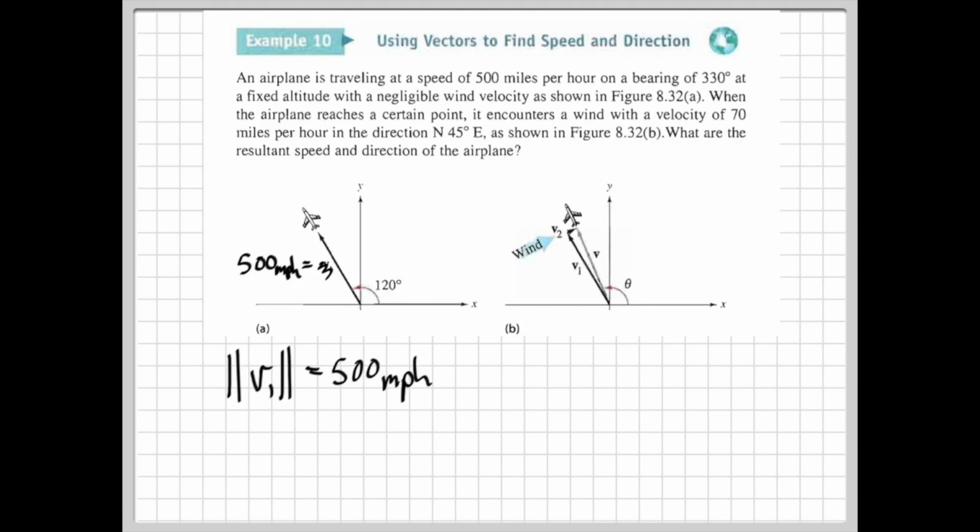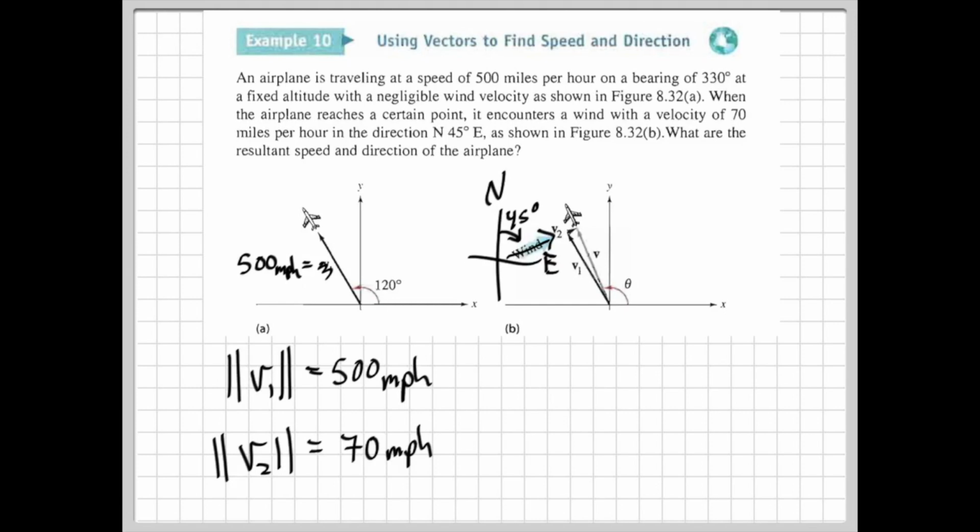Okay, and then when the airplane reaches a certain point, it encounters a wind velocity of 70 miles per hour in the direction of north 45 degrees east. So here is the wind coming at the plane, and if you're thinking about north and east, 45 degrees, that's how you read that. So the wind is acting on it this way. We'll call that vector 2, that's the wind vector, and that is 70 miles per hour. That's the magnitude of that wind vector.